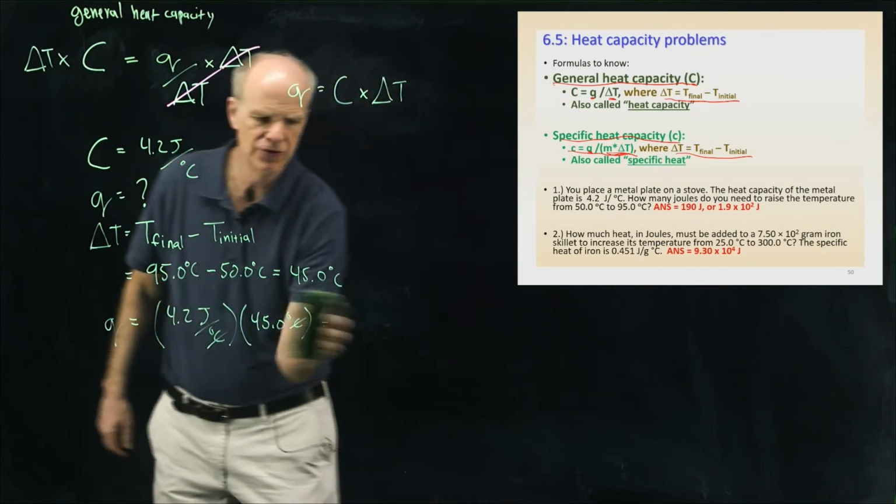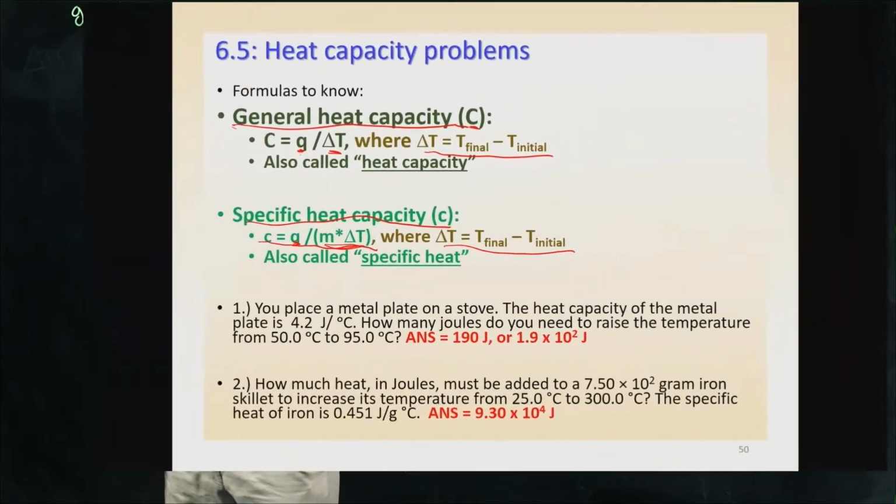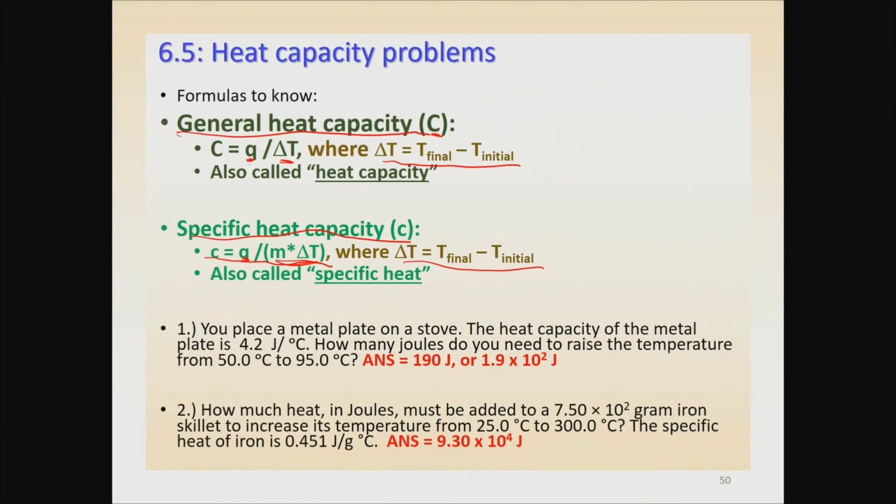Let's move on to the second one. The second one reads as follows. How much heat in joules must be added to 7.50 times 10 to the 2 grams of an iron skillet to increase its temperature from 25 degrees Celsius to 300 degrees Celsius?